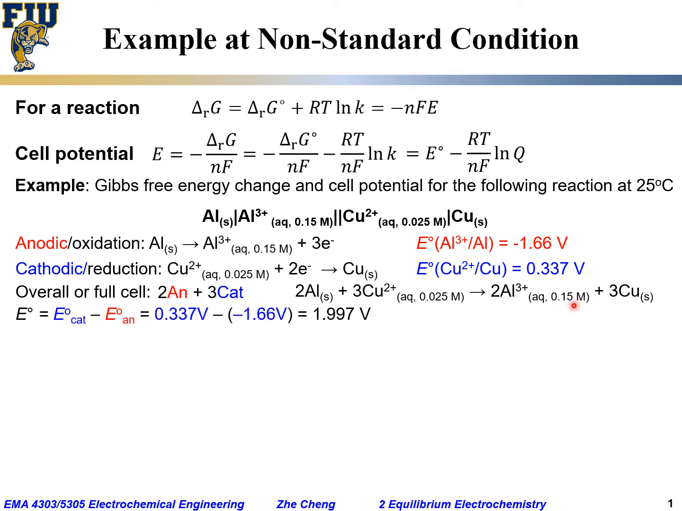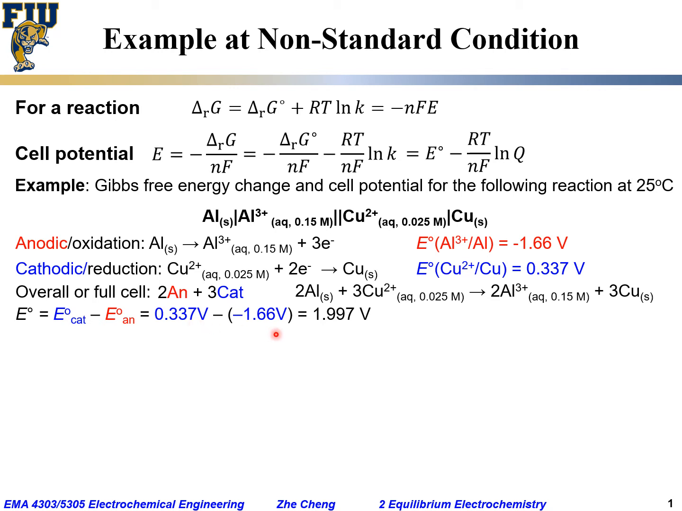With this information, we can calculate E0, which is the cell potential. Based on what you learned before, it will be the standard electrode potential for the cathodic half cell reaction minus that for the anodic half cell reaction. And the cathodic half cell reaction, as we said, would be 0.337 volt, as shown here, while the anodic half cell reaction would be minus 1.66 volt. And don't forget, there's another negative sign outside of the bracket.